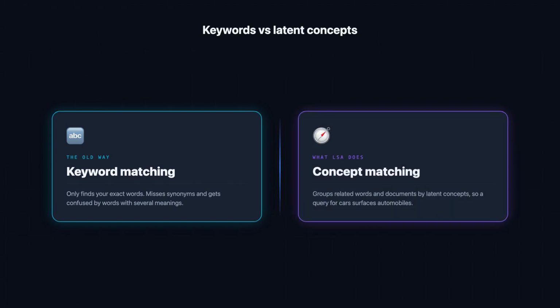Latent semantic analysis groups related words and documents by their latent concepts. Because it works in that compressed concept space, a query about cars can surface documents about automobiles that never use your word at all. You're finally matching on meaning rather than on the exact letters someone happened to type, and that opens the door to real semantic search.